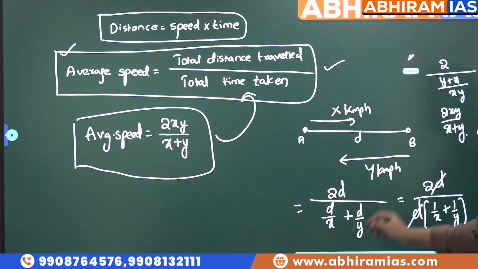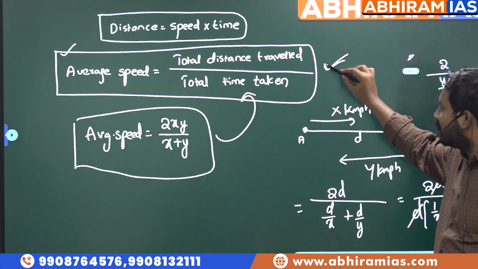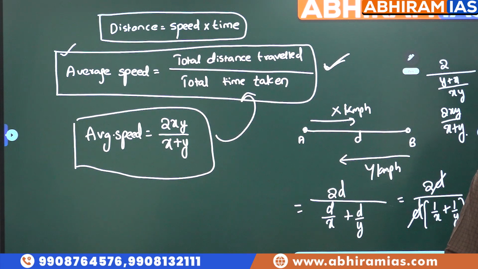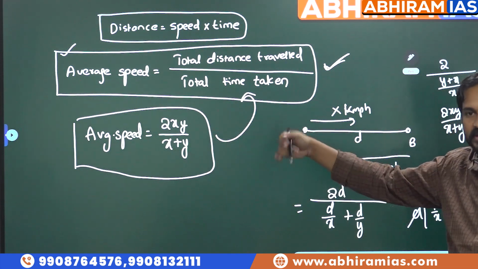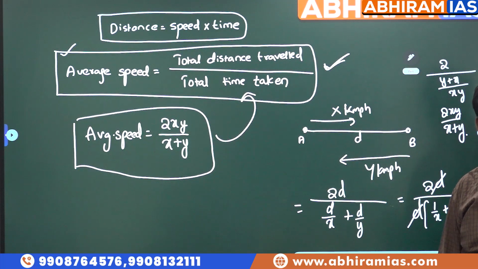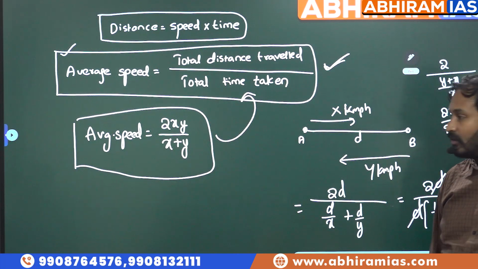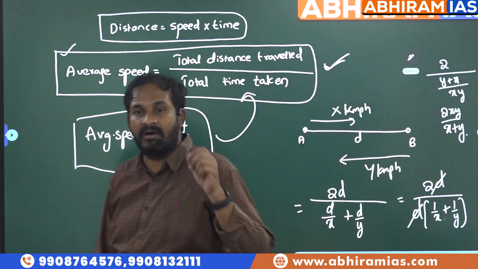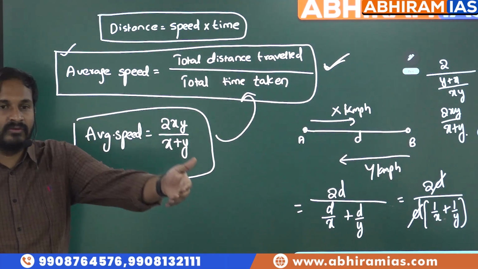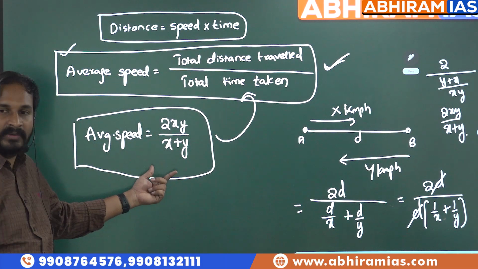Actually, this formula was derived from the standard formula only. You should remember this formula. Total distance traveled by total time taken is the actual formula for average speed. From that formula only this next step was derived, that is 2xy by x plus y. This will work when the distance is constant. That means if he goes to a place and returns from that place, then this formula will work.